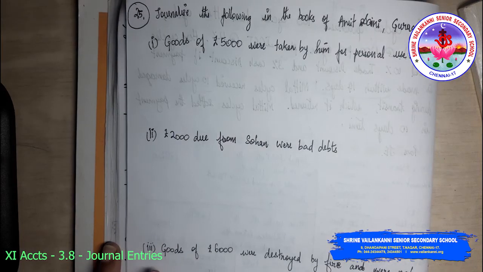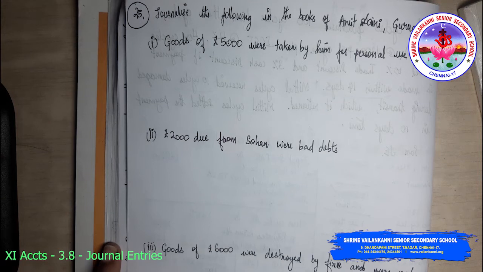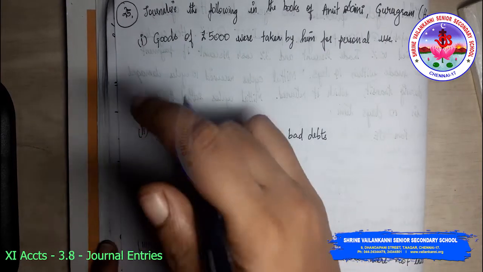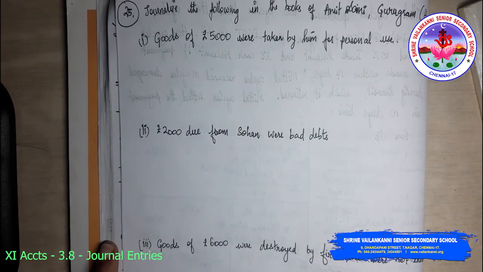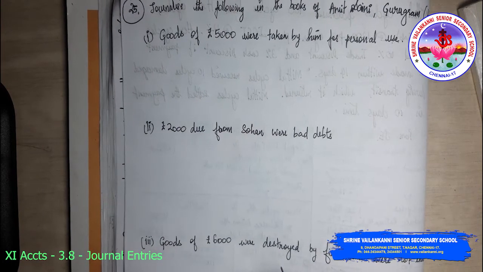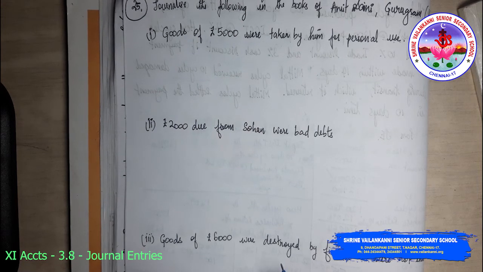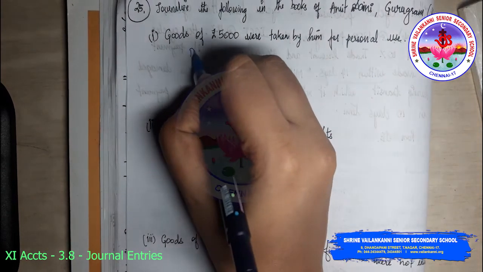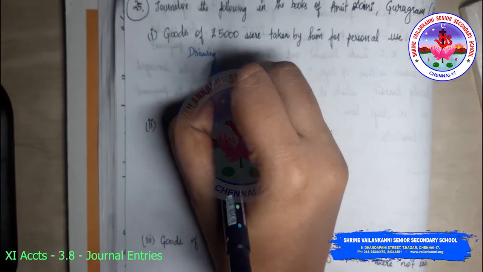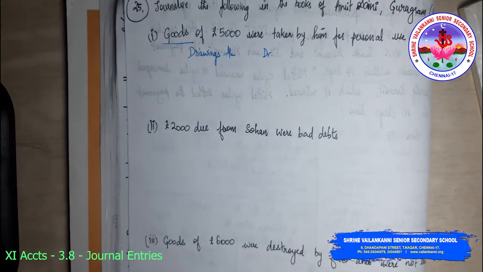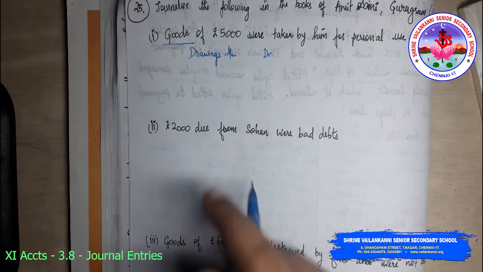The next question, 25th question: journalize the following in the books of Amit Sahni, Gurgram, Haryana. Transaction number 1, goods of 5000 were taken by him for personal use. Whenever there is personal use, you need to take it as drawings. So you need to take it as drawings account debit. Now when goods are taken for personal use, it reduces your purchases.